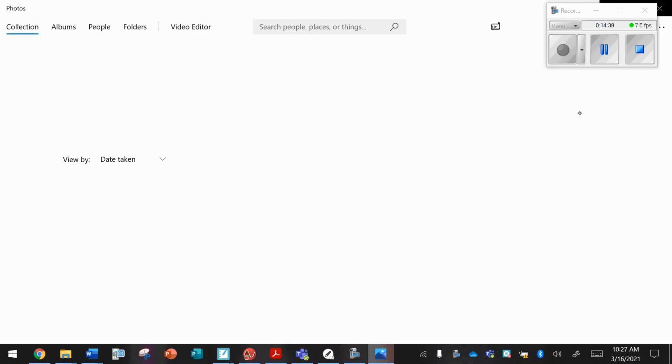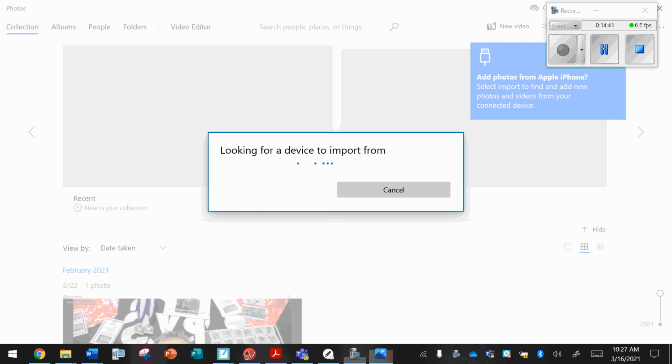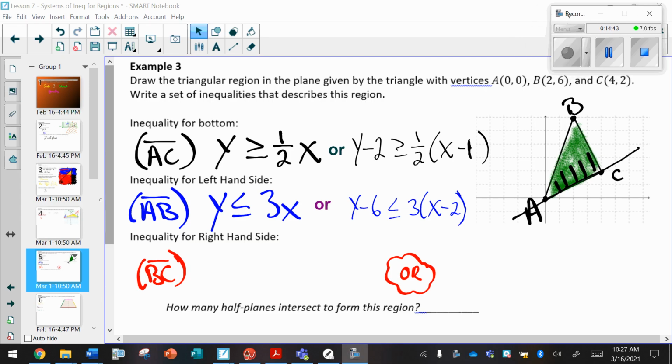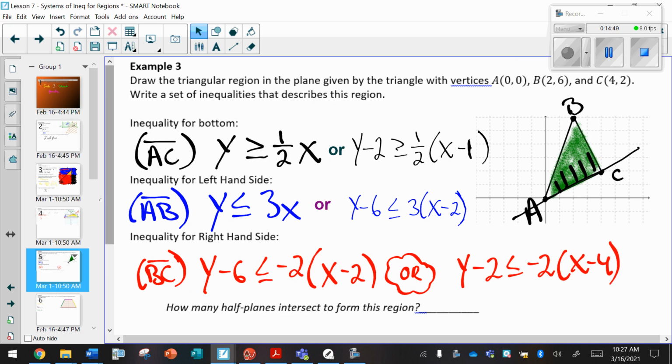And then we can write, once we have the slope, the equation using either point B or point C. How many half planes? 3. Why? Because there were 3 sides, 3 equations, 3 half planes. You have to be careful about which direction the shading goes. That's the biggest issue here.